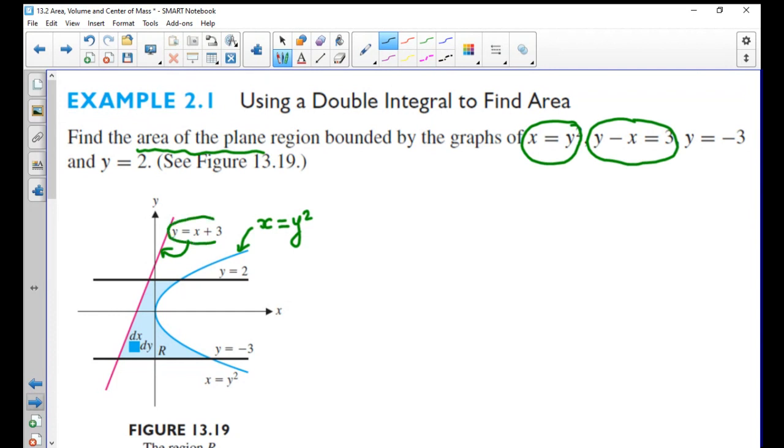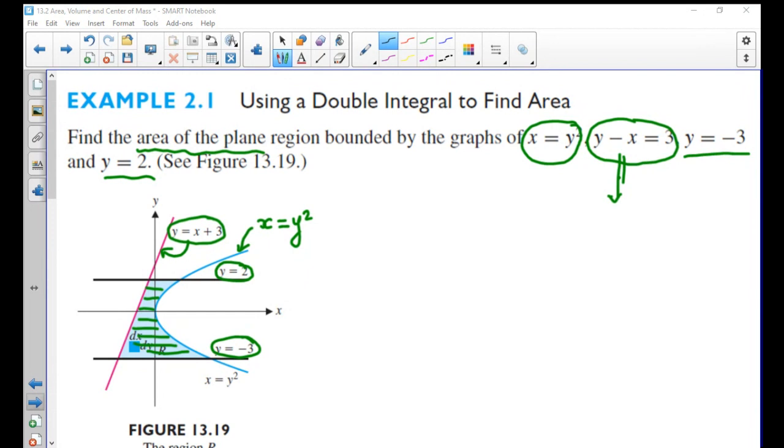This is the line, which we change into y equals x plus 3. And then we have y equals minus 3, which is this black horizontal line, and then y equals 2 is the top line here. So basically we want the area of this region.